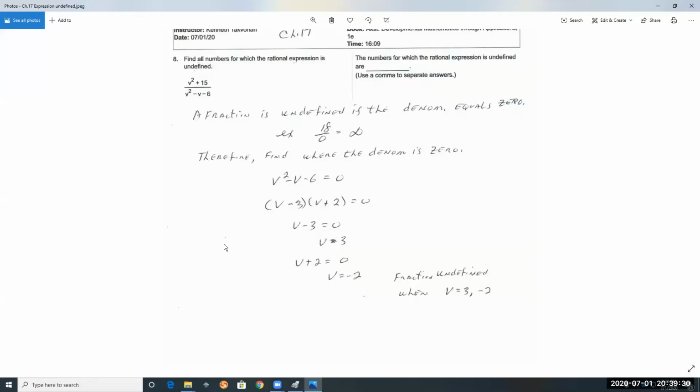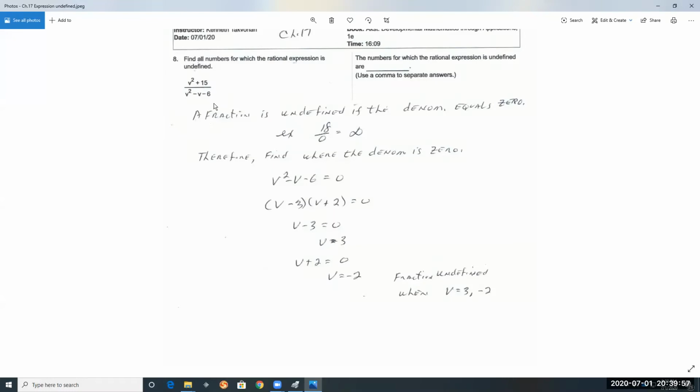In chapter 17, we're going to work with rational expressions. The first thing we want to do is find out when a fraction is undefined. Think about this. A fraction is undefined if the denominator equals 0. For example, 18 divided by 0 does not exist, is undefined. Therefore, we want to find where the denominator is 0 in this algebraic fraction.